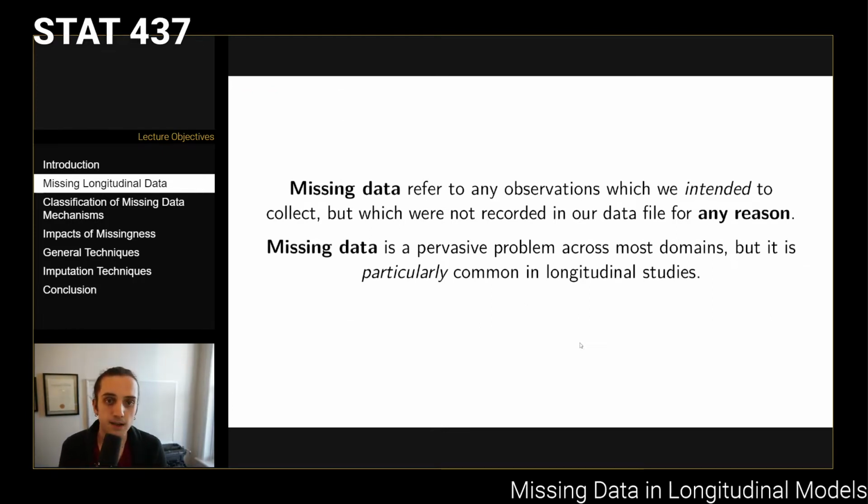And so missing data refer to any observations which we wanted to collect, which we had some intention of collecting, but which we did not record in the file for absolutely any reason. Whether we didn't record them because we didn't actually observe them, or because the paper that we wrote their response down on got destroyed, or because they decided that they didn't like our study and they left. Any reason that they're not reported is considered missing data. And it's a pervasive problem across all of statistics. Any data set you download is likely going to have missingness in it, but it's particularly common in longitudinal studies.